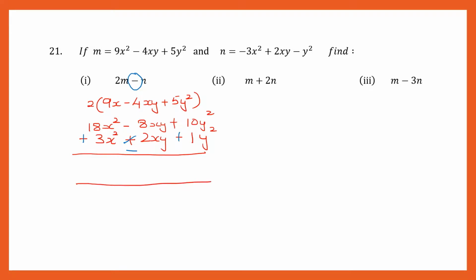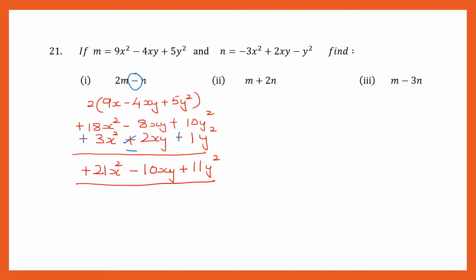Let's take only x square. Signs are the same, put the same sign. 18 plus 3 is 21x square. Here again, signs are the same. Put the same sign. 8 plus 2 is 10xy. Signs are the same. Put the same sign and add: 10 plus 1 is 11y square. Let's move on to the second part.